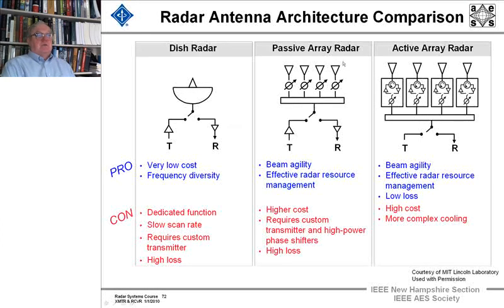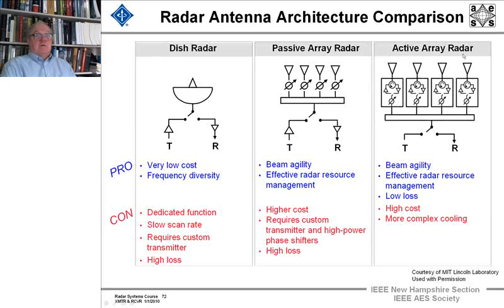Passive array antennas, we would have a transmitter, high power, and a receiver, and you'd go out to the array where you'd shift the phase at the array face, and those are the pros. So you've got beam agility, and you can effectively manage the resources because you can shift the phase shifters around to move the beams back and forth, and you get rid of the problem of the slow motion of the antenna here. But you've still got the transmit and the receive.